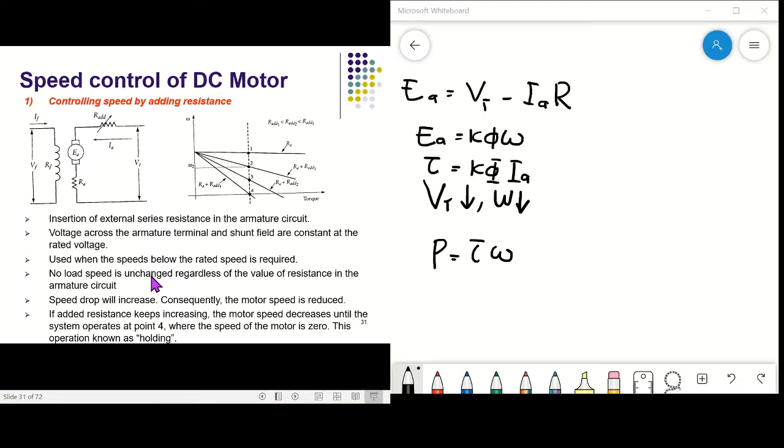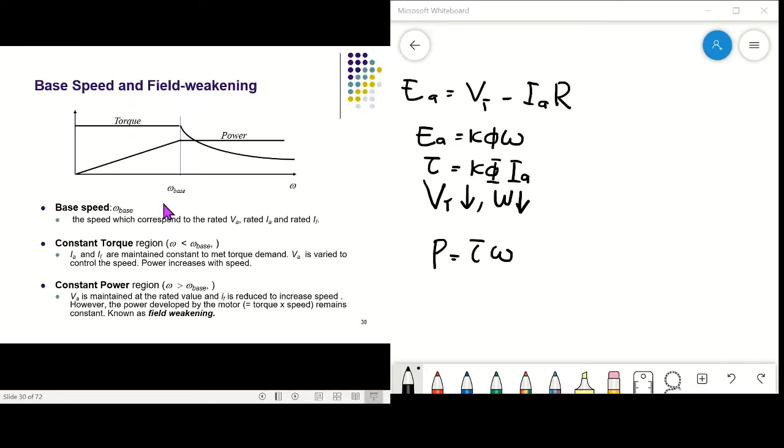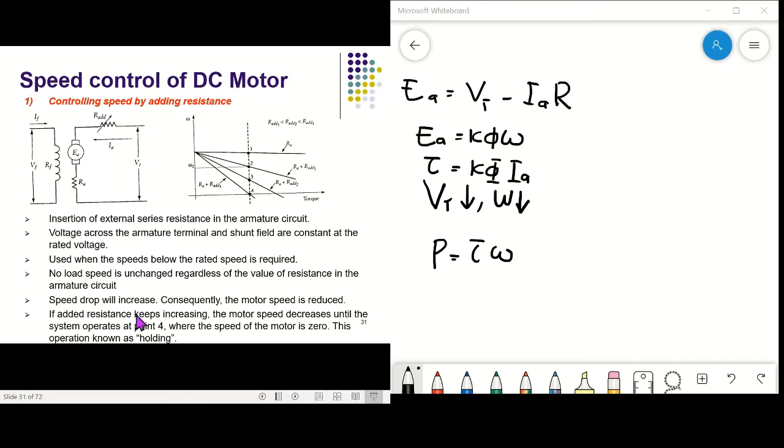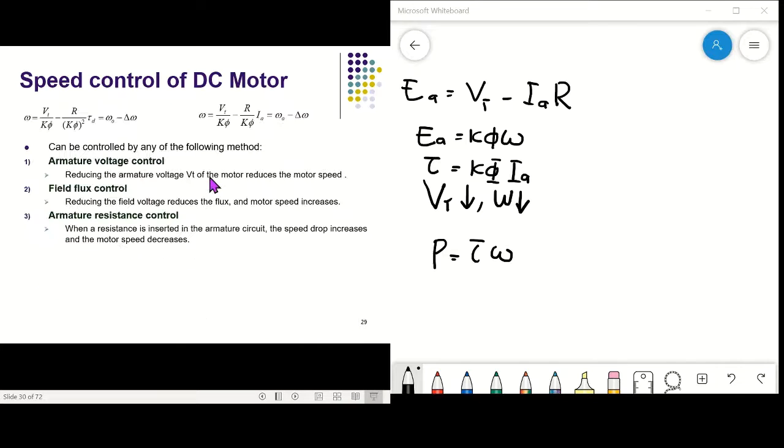Apa dia no load speed ni? No load speed ni adalah yang ni, VT over K flux. Betul tak? Kita tak adjust pun VT over K flux. Kita just ubah resistor. That's why dia kata yang no load speed ni, VT over K flux ni unchanged, tak berubah. And then speed drop will increase. Daripada this equation, this is the speed drop will increase.